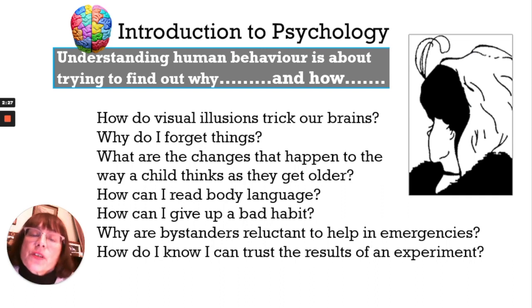So some other questions that psychologists try to address are why we forget things and what happens to us as we get older. How can we read people's body language? What about giving up bad habits? And why do people sometimes not want to help others in an emergency? And finally, when psychologists have done an experiment, how do we know we can trust the results that they have found?